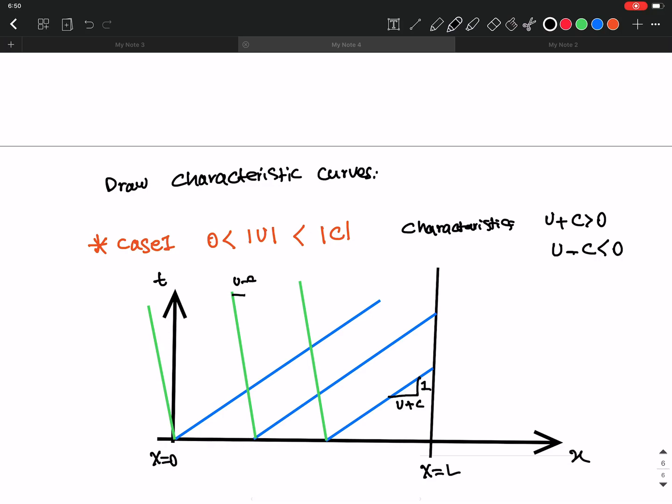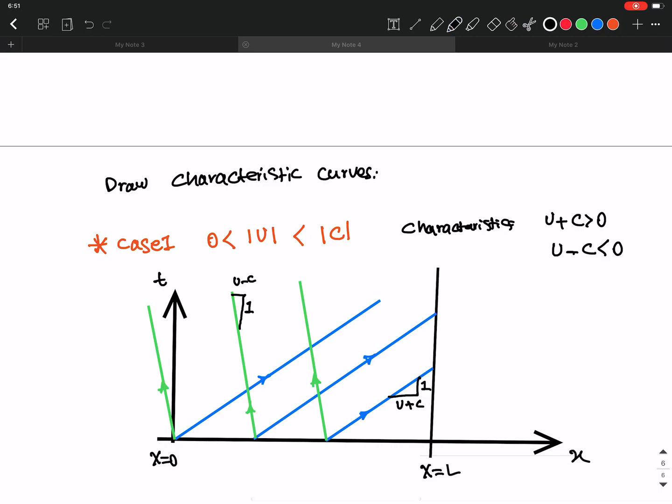Has u minus c, which is going to be a smaller number, and this is 1. So this is the slope of the second one. Okay, so these waves are going this way, and the other ones are going this way. Right? So these are the characteristics.